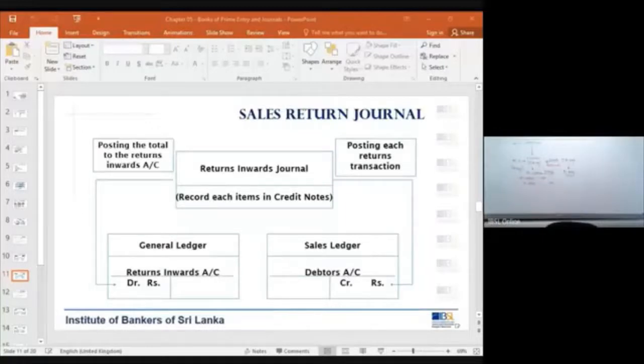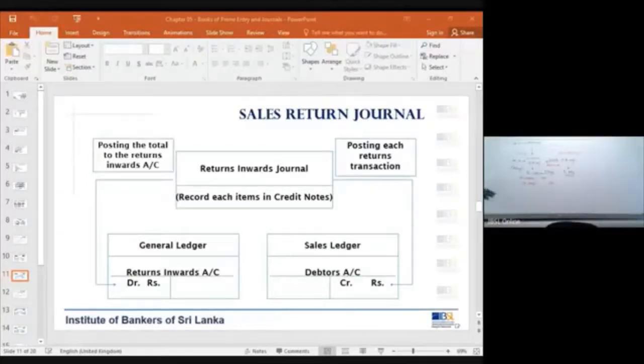But in accounting terms, since this was considered to be a sale, this has to be considered as a sales return. This is called a sale and this is a sale return. As a result, the sale and the sales return have to be accounted separately.